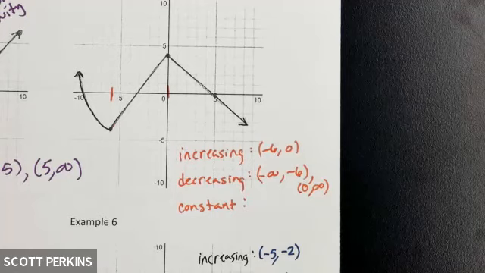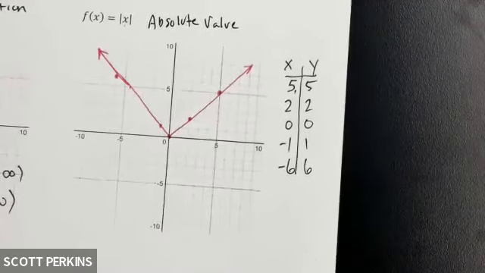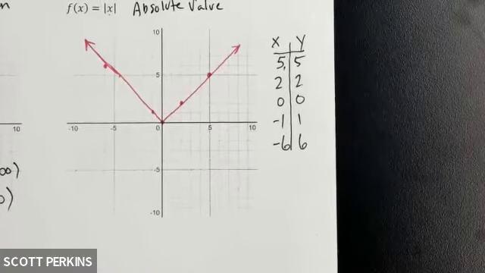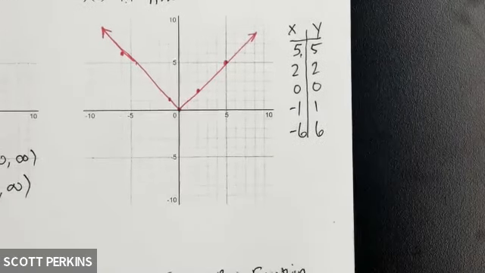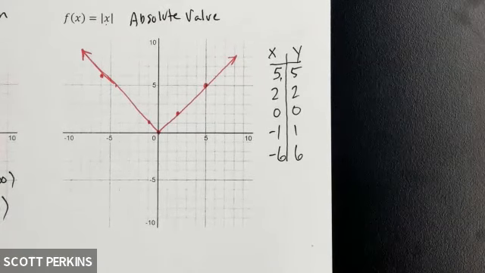I've got one more example of increasing, decreasing, constant. Go back to the front page, please. And let's go to the absolute value graph. That seems like a decent one to go ahead and look at. And on the absolute value graph, I'd like you to identify where it is increasing, decreasing, or constant.